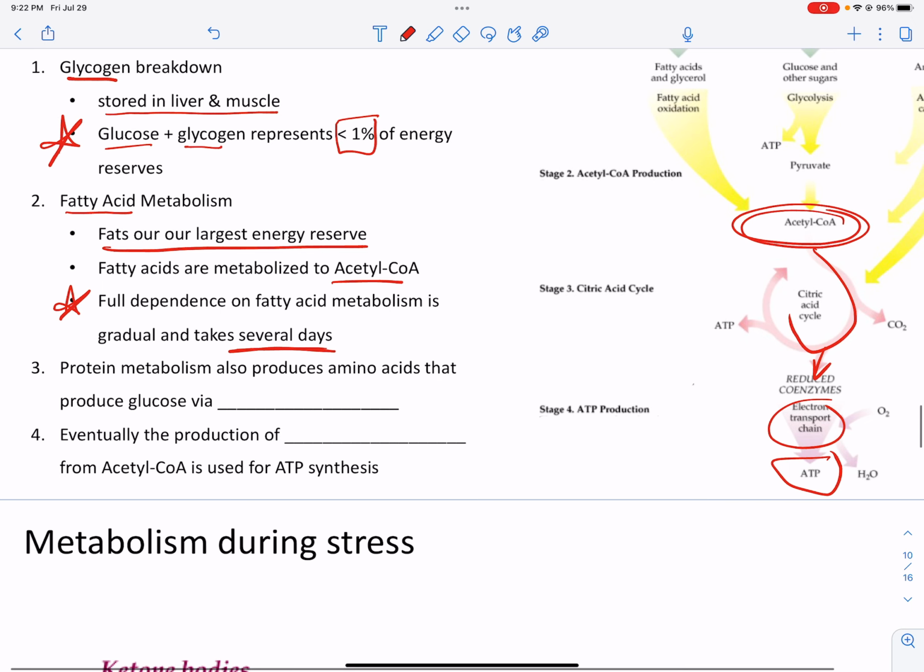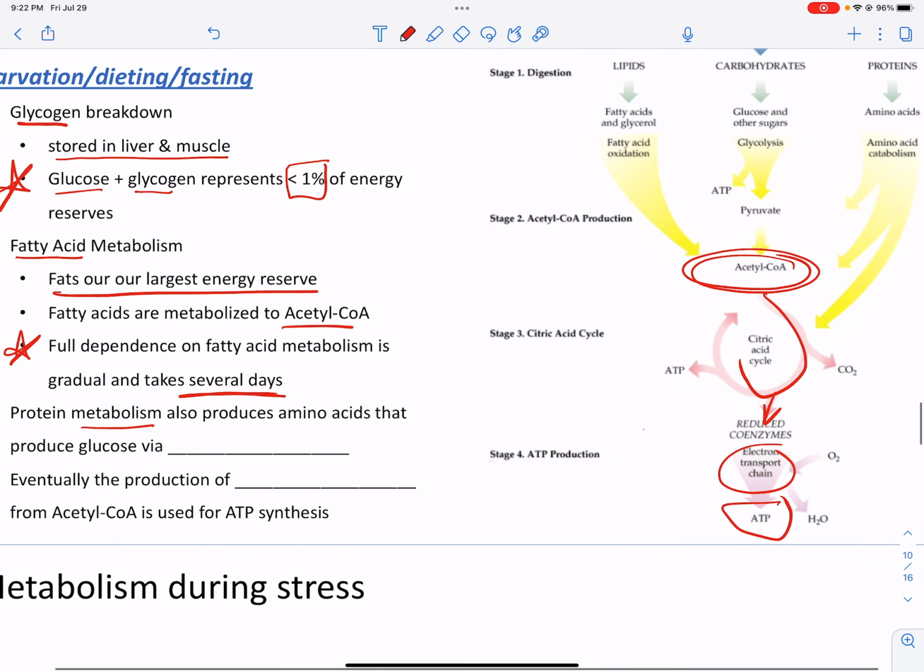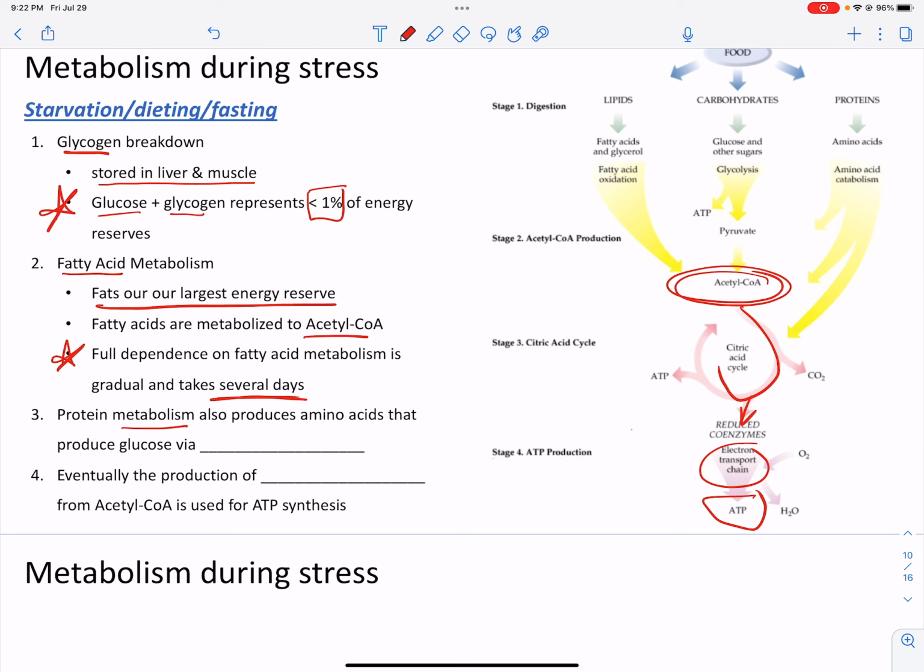We can also metabolize protein into amino acids because remember, I have to scroll back all the way up to the top, but we can use non-carbohydrate sources such as lactate, amino acids, glycerol to make glucose via gluconeogenesis. So we can use other types of biological molecules to make glucose if we're not getting it from our diet.